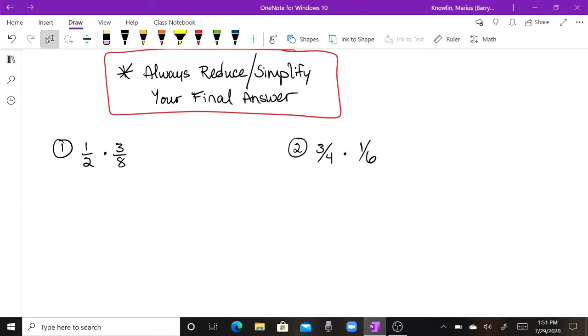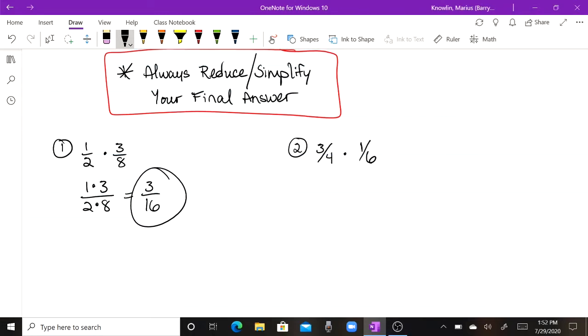Number 1 says 1/2 times 3/8. So I'm going to do the numerator times the numerator, and the denominator times the denominator. 1 times 3 is 3. 2 times 8 is 16. This cannot be reduced, so this would be my final answer.